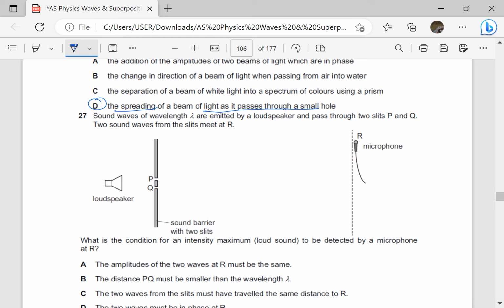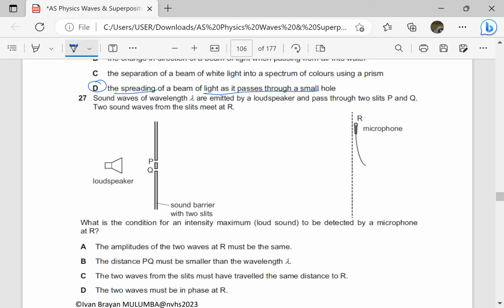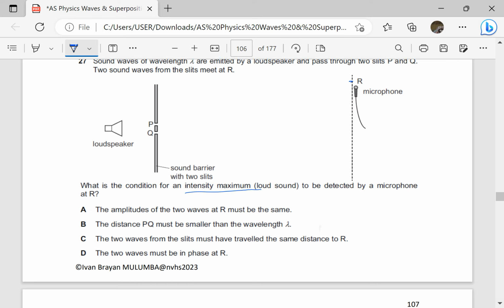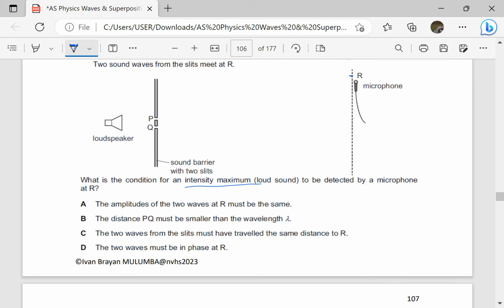Sound waves of wavelength lambda are emitted by a loudspeaker and pass through two slits P and Q. Two sound waves from the slits meet at R. What is the condition for an intensity maximum, a loud sound, to be detected by a microphone? An intensity maximum is constructive interference. For constructive interference, the two waves must arrive at a point in phase.